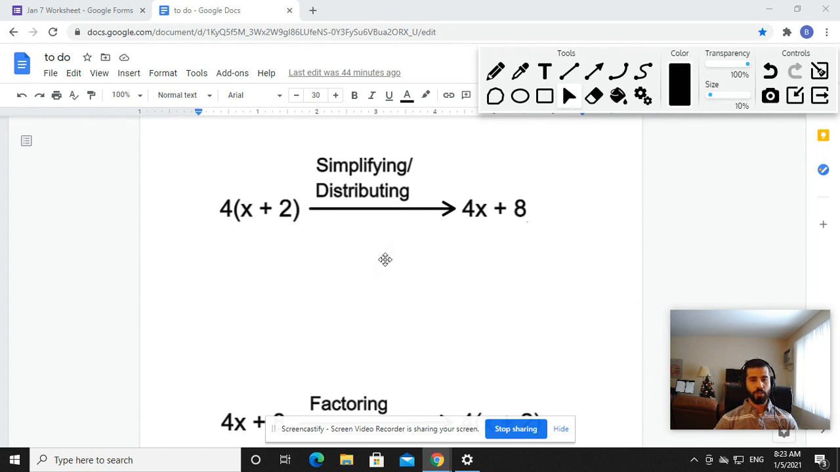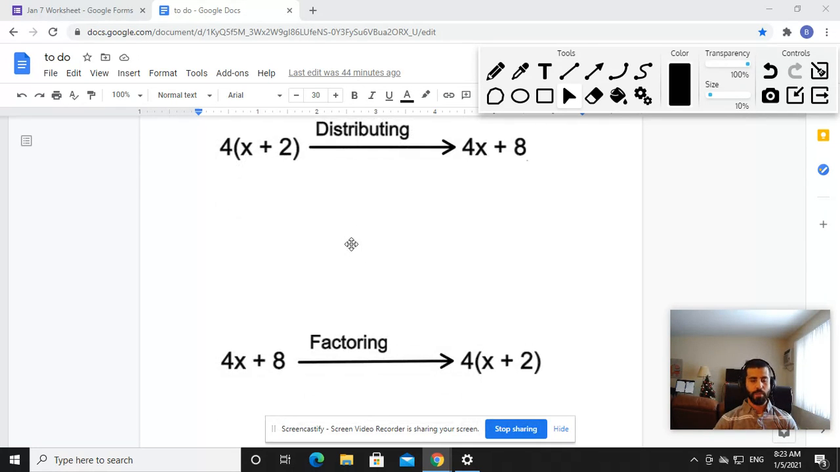So we've both worked through a few problems of simplifying using the distributive property. Now we're going to focus on doing the opposite operation, doing it backwards, factoring.